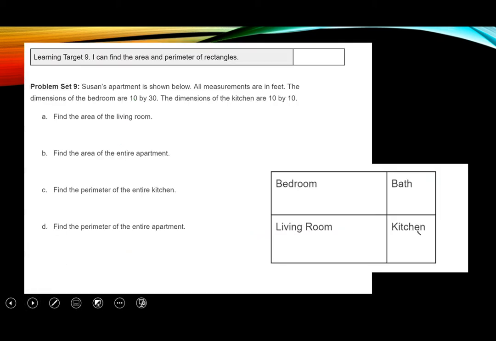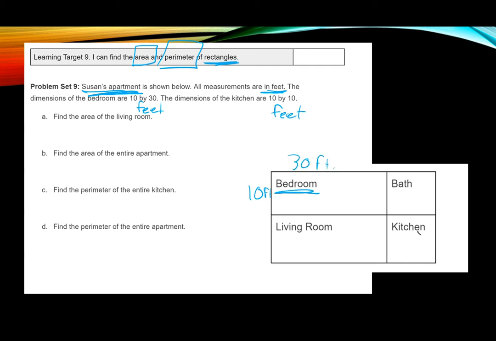We did it. All right, next we're looking at learning target 9. I can find the area and perimeter of rectangles. Cool. This is a little break from that hard stuff. So here we're looking at Susan's apartment. Pretty nice place. All measurements are shown in feet. All right, so 10 by 10, this is feet. 10 by 30, feet. Don't forget it. The dimensions of the bedroom are 10 by 30. So here's our bedroom, and we have 10 feet by 30 feet. The dimensions of the kitchen are 10 feet by 10 feet.